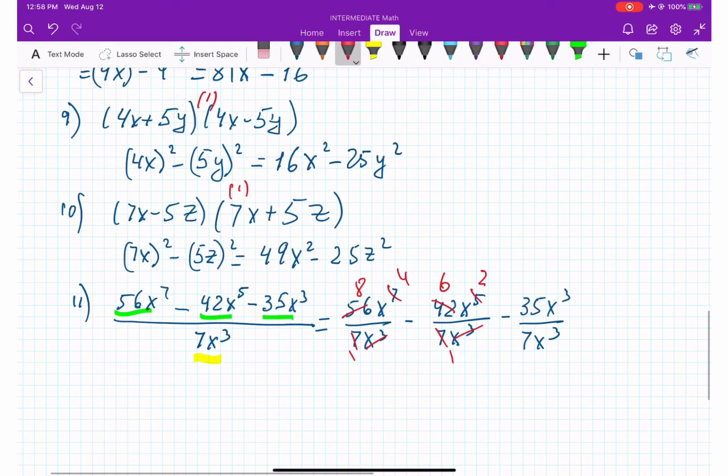Let me write down at the same time clean so we won't have mess. So first term we will have 8x to power 4. From the second we will have 6x to power 2. And from the third one, 7 and 35 will be 5. And x to 3, x to 3, x is completely gone, so we will have minus 5, and that's all. Okay?